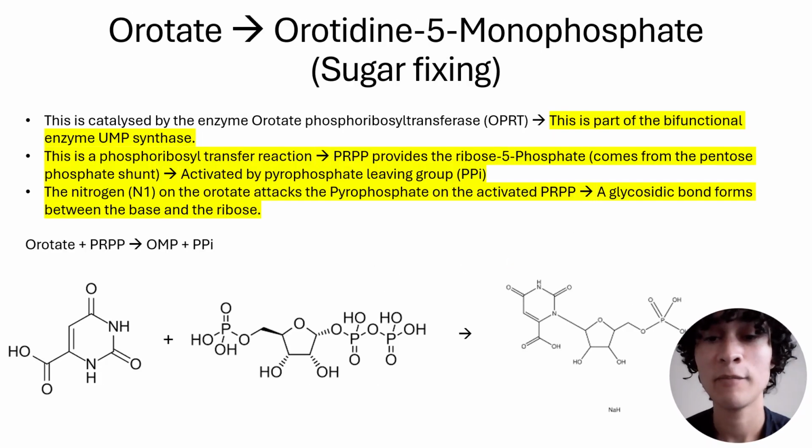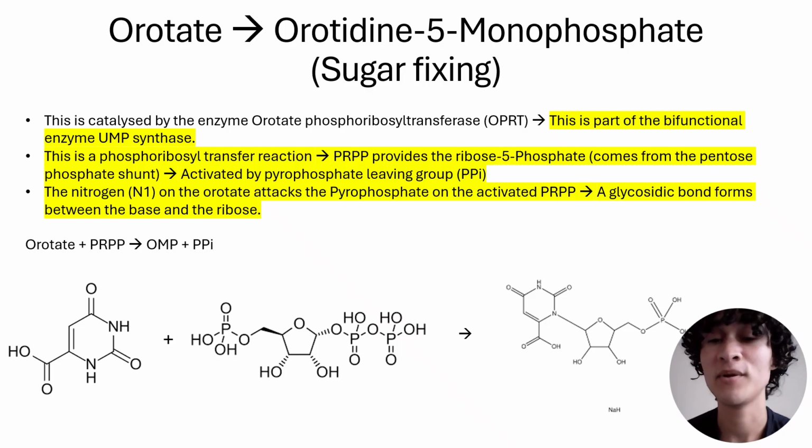So the first step in biochemistry, informally, is called sugar fixing. We're fixing that orotate ring onto our ribose sugar. And as I said before, our purines are synthesized using phosphoribosyl pyrophosphate as a scaffold to assemble that imidazole ring, then that pyrimidine ring, systematically.